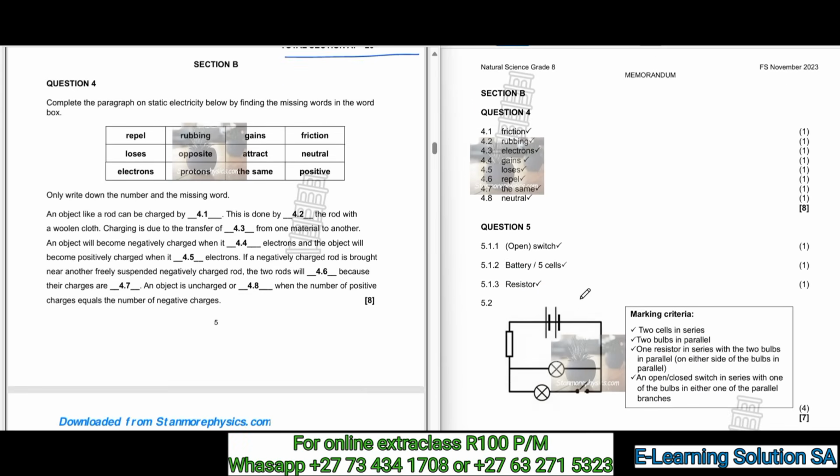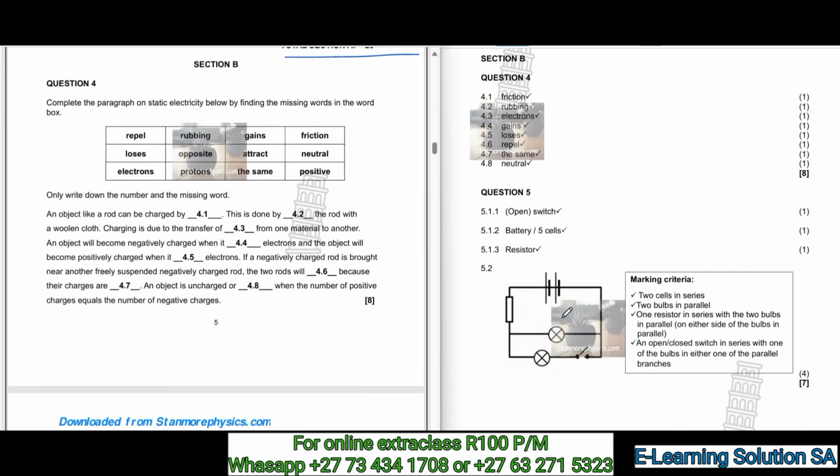Moving to section B, question 2. What you're going to do here, guys, is pause the video, read the questions and also check the answers on the other side, so that you'll have a view of how you should approach all your questions. Right here in these boxes are the answers to the following questions. Your answers should come from these boxes. You write only the number and the missing word.